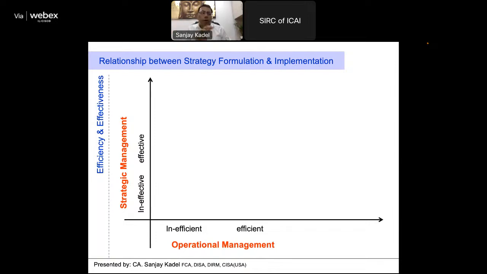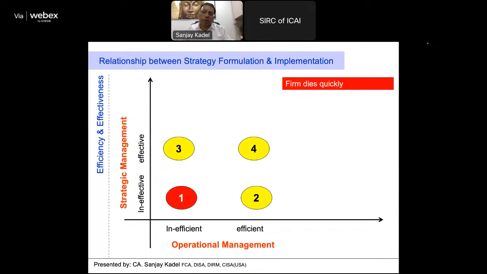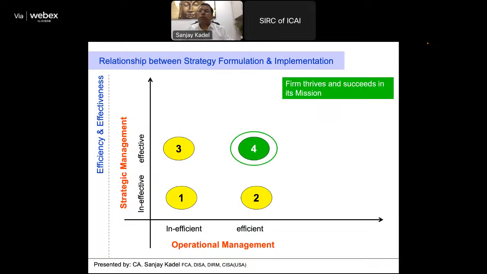What is the meaning of operational? Day to day. Now, what is the relationship here? There are four situations. You tell me which is the most ideal situation. The answer is, of course, the fourth situation, because in it strategic management is effective and operational management is efficient. In all other cases, the organization will not achieve success. In the first situation, the firm dies quickly. Second situation, the firm dies slowly. Third situation, the firm somehow survives. But the fourth situation is the most ideal, where the company not only thrives, it also succeeds in its mission. So strategic management should be effective and operational management should be efficient.